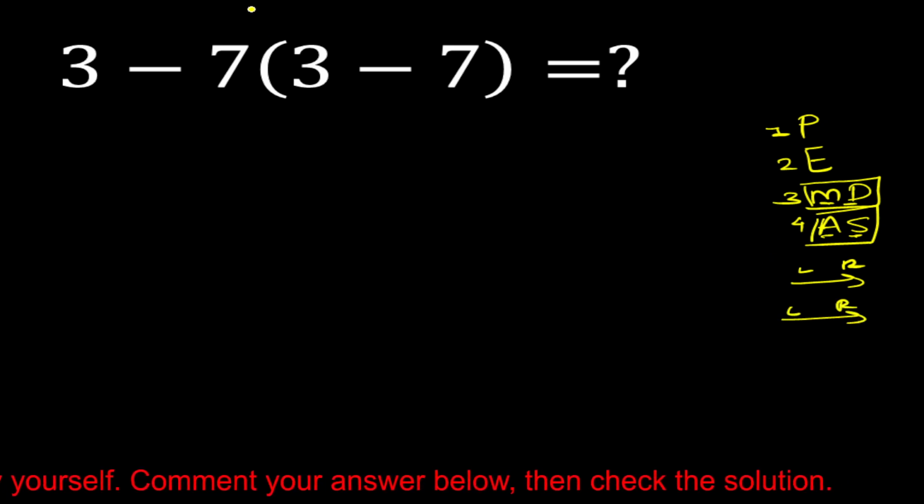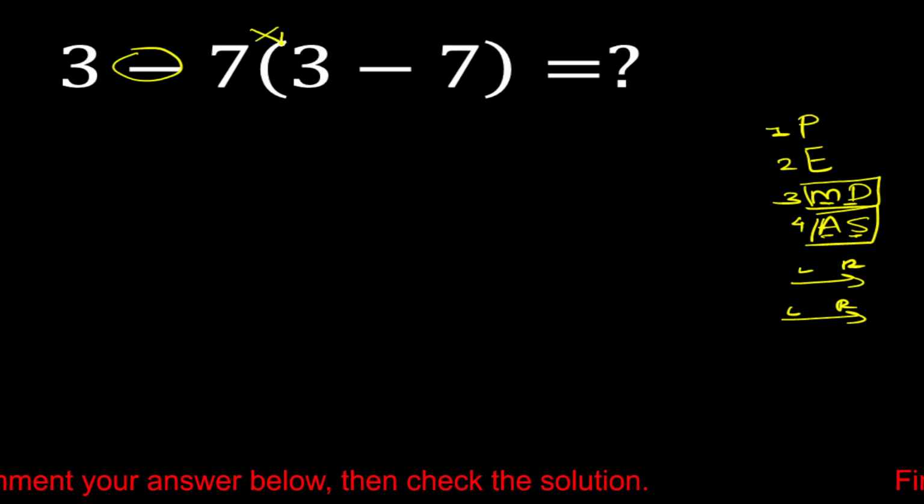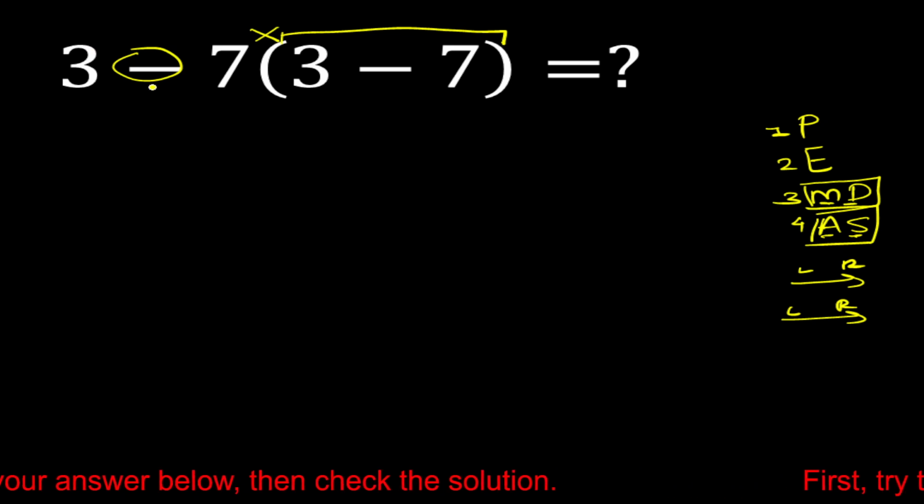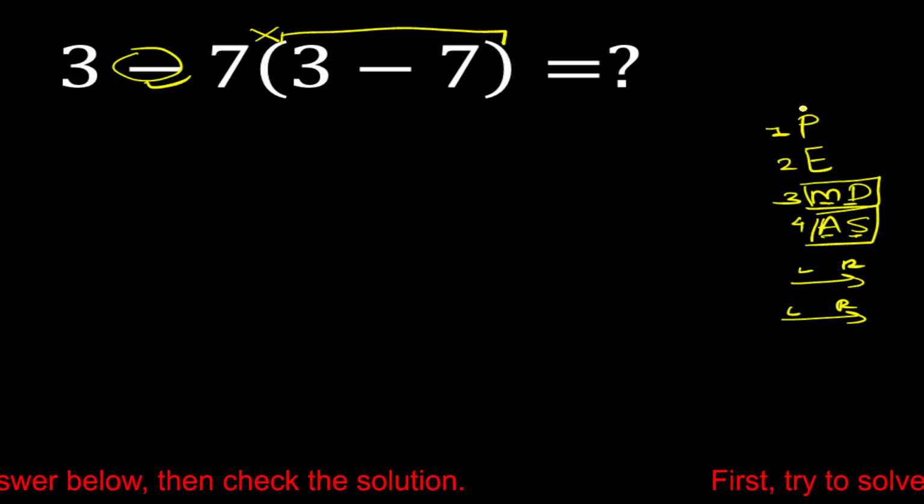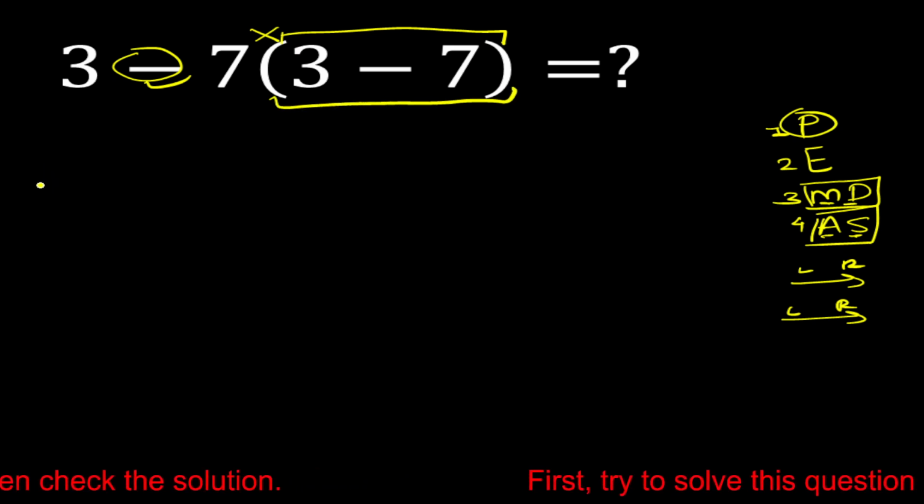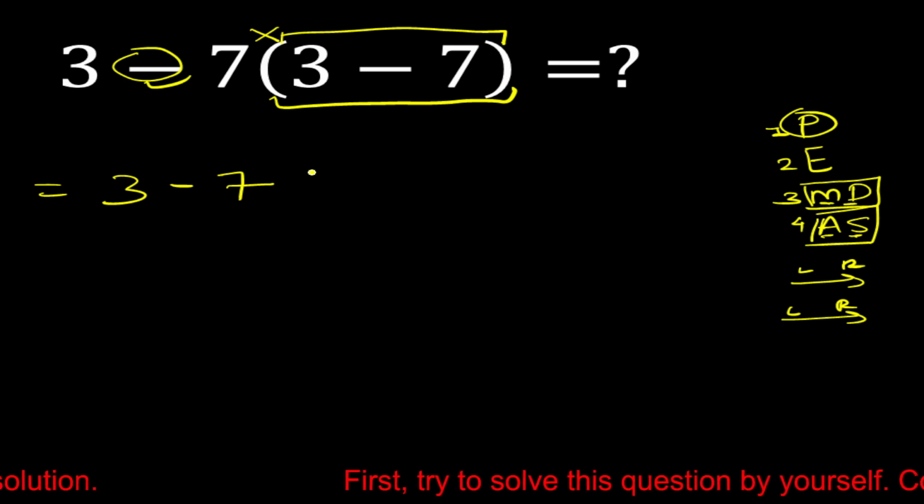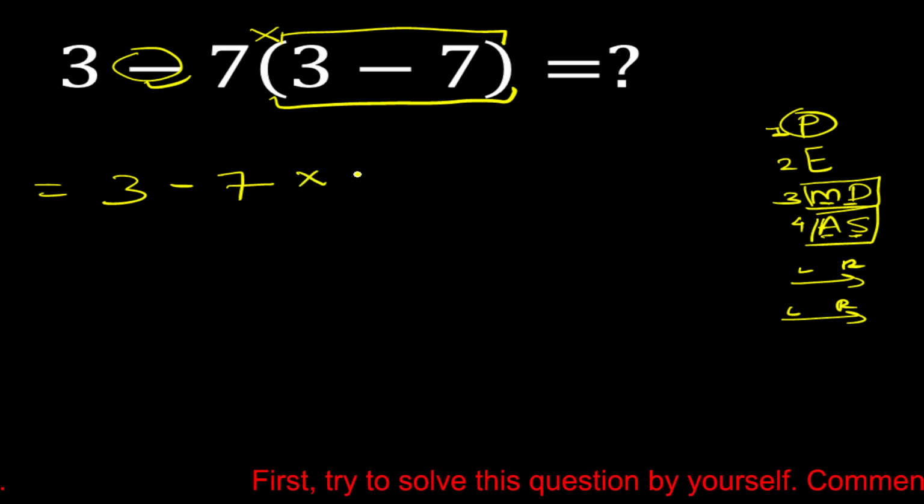Okay. So in this question we have one parenthesis, here one multiplication, and here one parenthesis, and here one subtraction. So first priority is parenthesis. First we have to solve this parenthesis. Okay. So is equal to 3 minus 7 multiply 3 minus 7 is equal to minus 4.